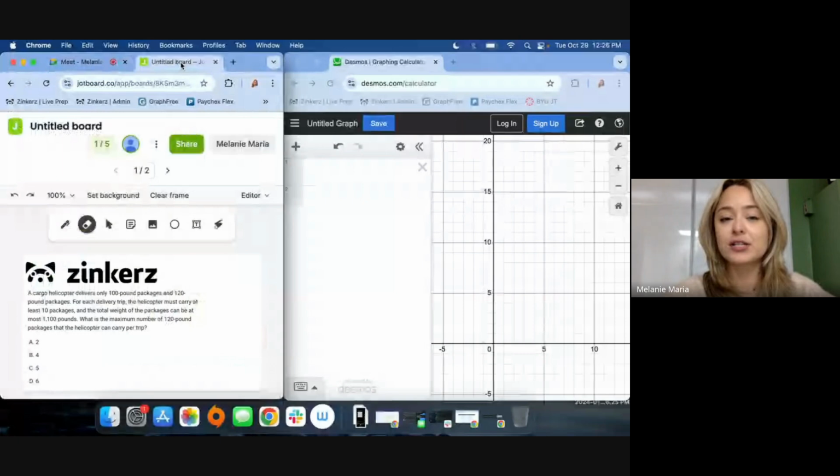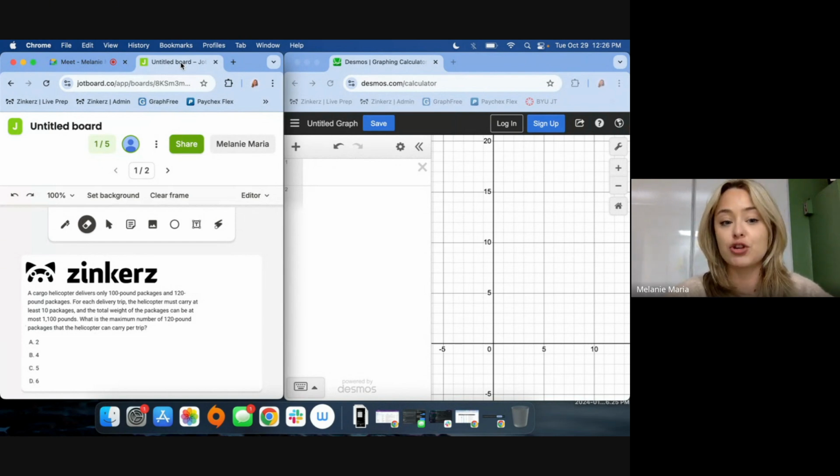Thinkers, let's take a look at another digital SAT question and how we can use Desmos to help us solve it. This question says, a cargo helicopter delivers only 100-pound packages and 120-pound packages. For each delivery trip, the helicopter must carry at least 10 packages, and the total weight of the packages can be at most 1,100 pounds. What is the maximum number of 120-pound packages that the helicopter can carry per trip?